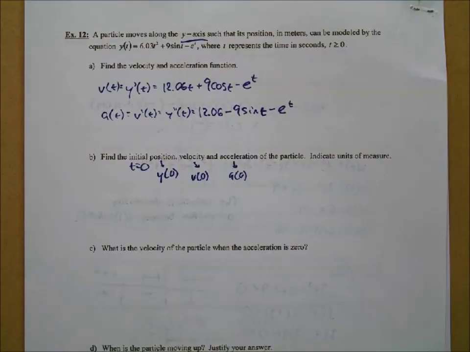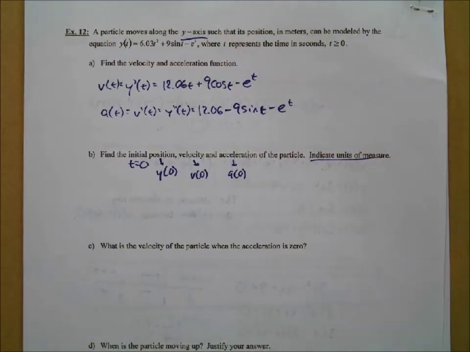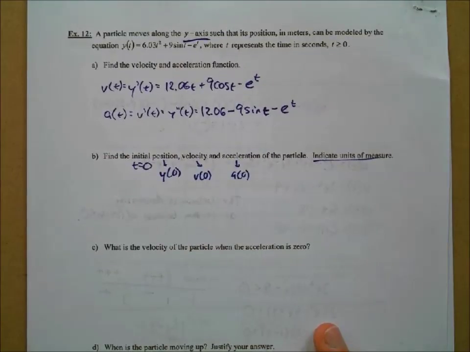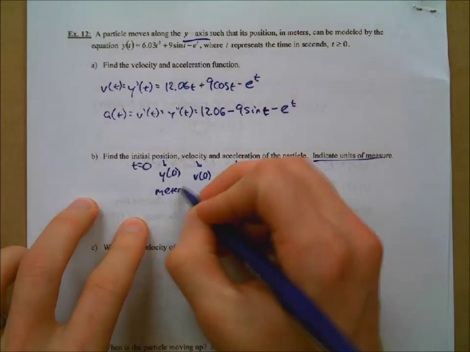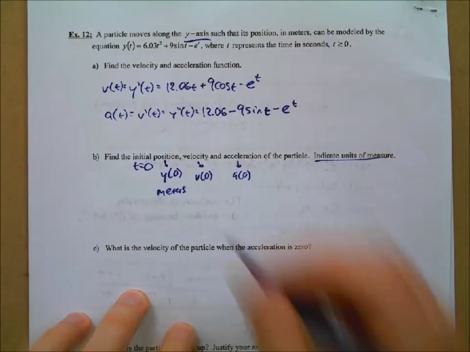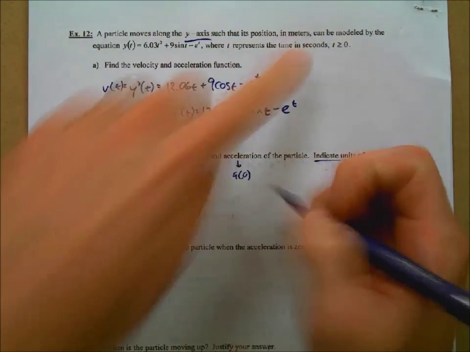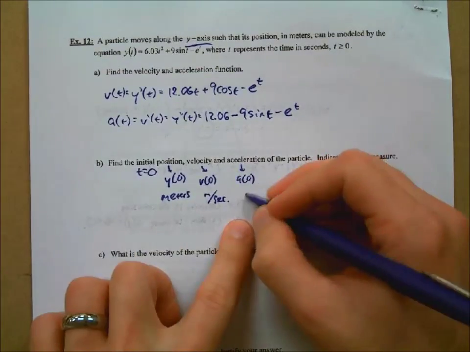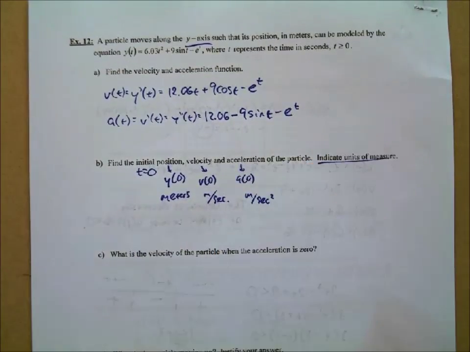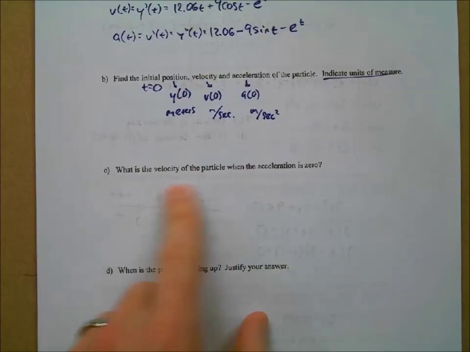What would our units of measure be? For the position, what would it be? Meters. For the velocity, what would it be? Yeah, watch your time units, seconds. So meters per second. And then the acceleration, what would the units be? Meters per second squared. Good.